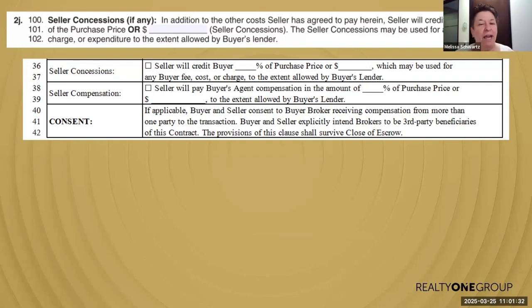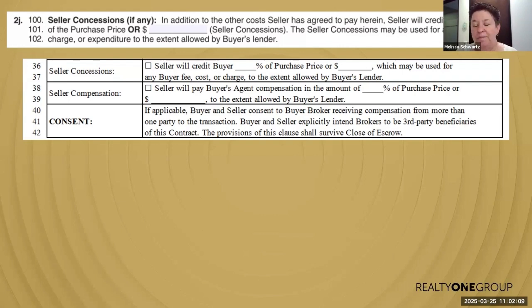Cleanly laid out, okay? Now, I want you guys all to read, I'll read it out loud, but 40 to 42 is consent. And I really want you to understand why this is so important, and I'll explain in a second. They've added the language: if applicable, buyer and seller consent to buyer or broker receiving compensation from more than one party to the transaction. Buyer and seller explicitly intend brokers to be third-party beneficiaries of this contract. The provisions of this clause shall survive close of escrow.